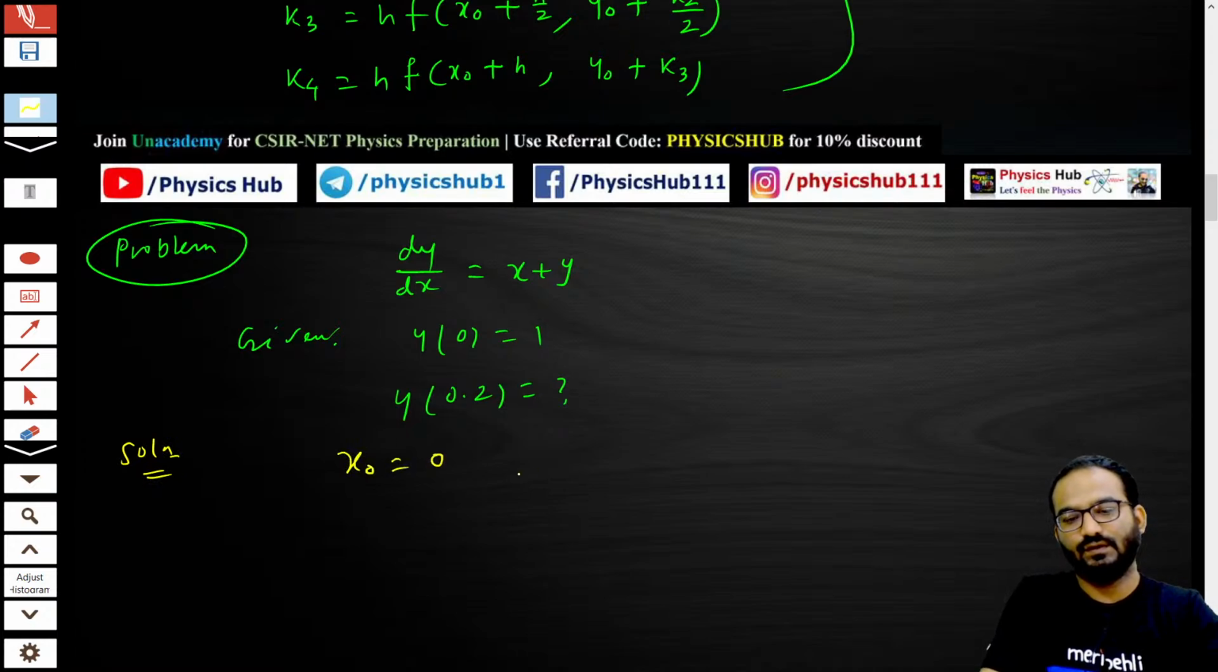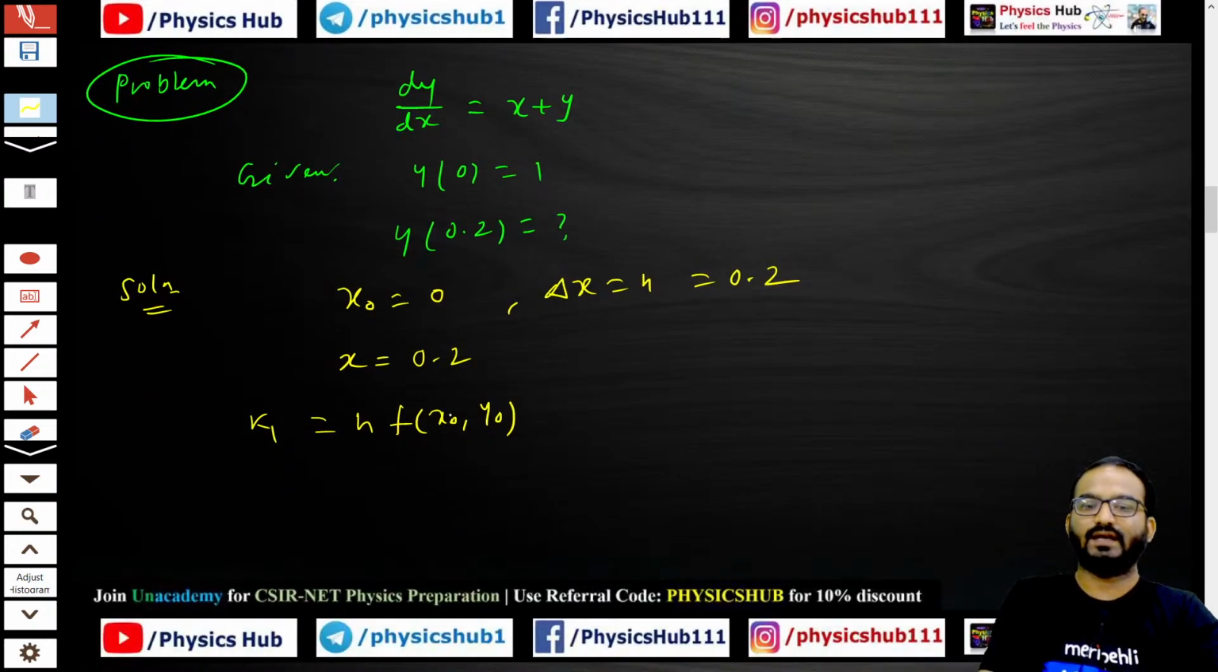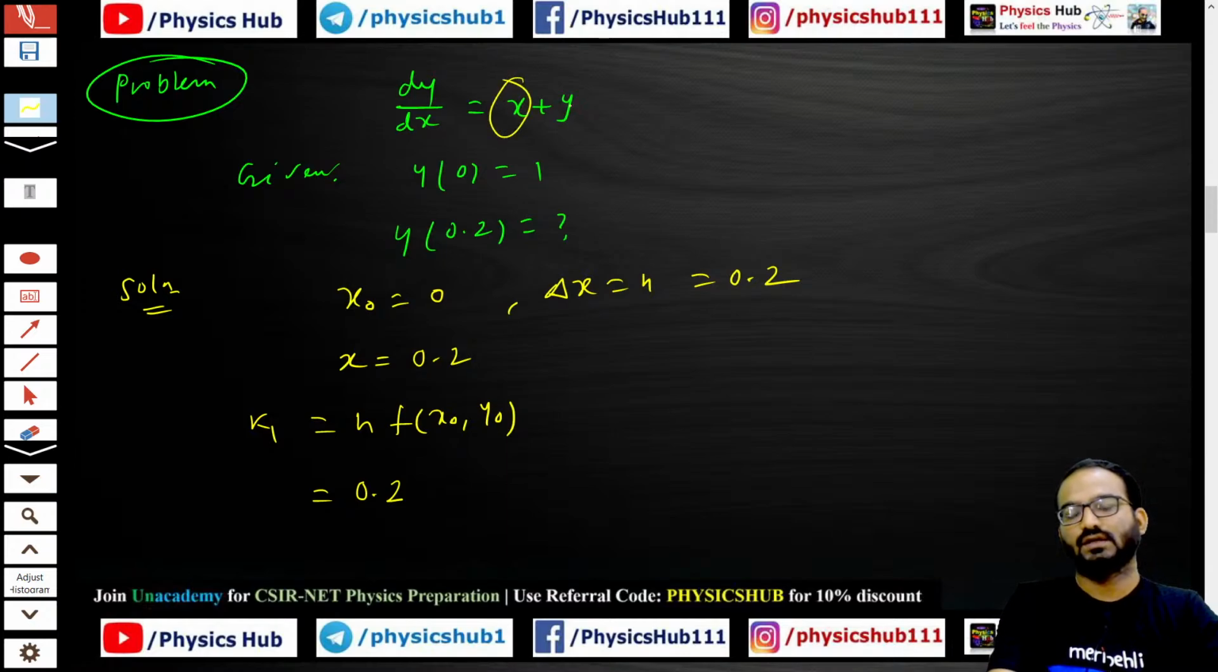Here x naught equals 0, delta x, which equals h, is 0.2, and x equals 0.2. Okay, so let's calculate k1. What is the value of k1? It is h into f of x naught, y naught. Let's write the formula, it's a good practice. H equals 0.2, f of x naught, y naught. In place of x you put x naught, in place of y you put y naught. What is y naught? Y naught equals 1. So 0 plus 1.